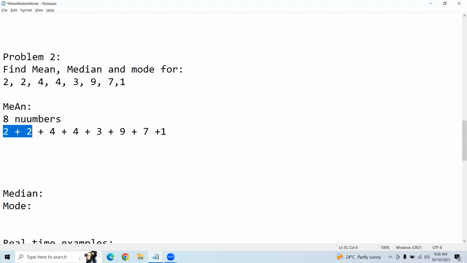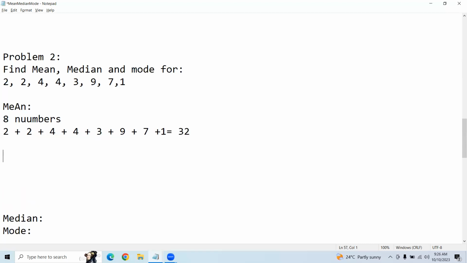So 2 plus 2, 4. 4 plus 4, 8. 8 plus 4, 12. 12 plus 3, 15. 15 plus 9, 24. 24 plus 7, 31. 31 plus 1, 32. So our sum is 32. And by adding how many numbers did we get the sum as 32? We added 8 numbers. So we can say 32 by 8, which will become 4. So our mean is 4.